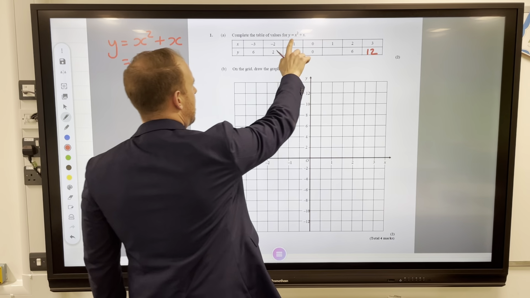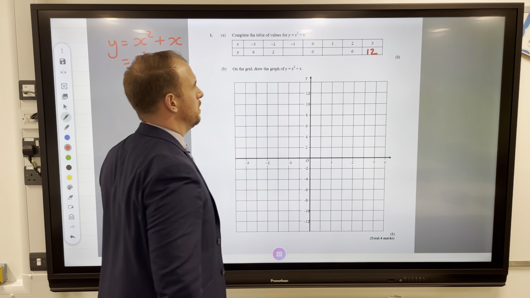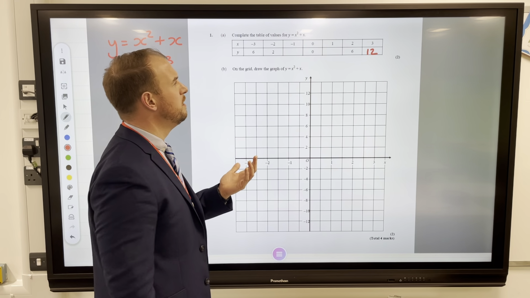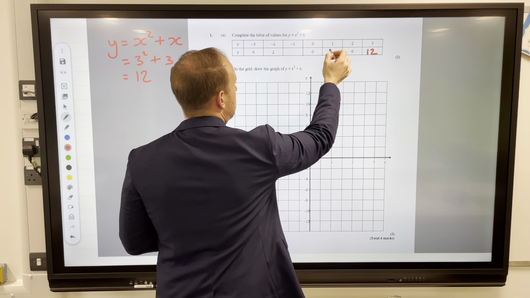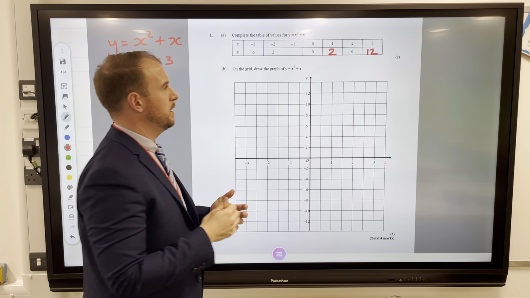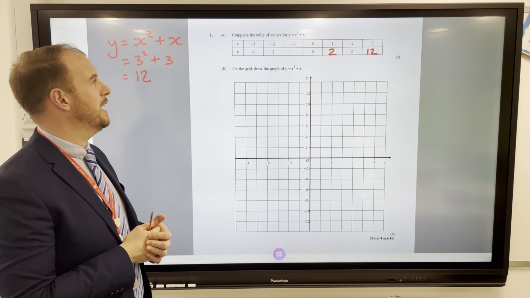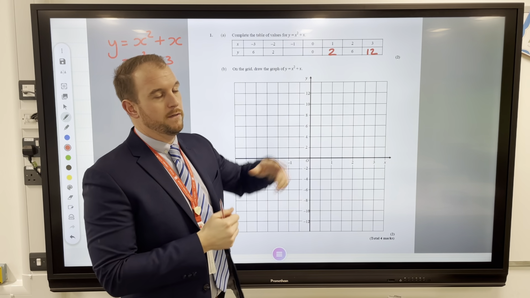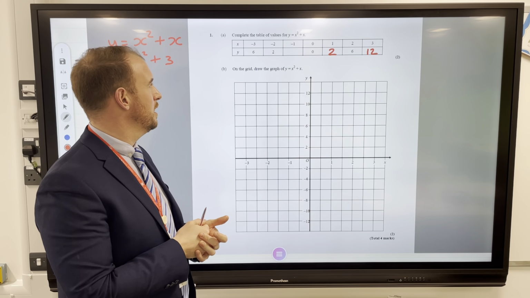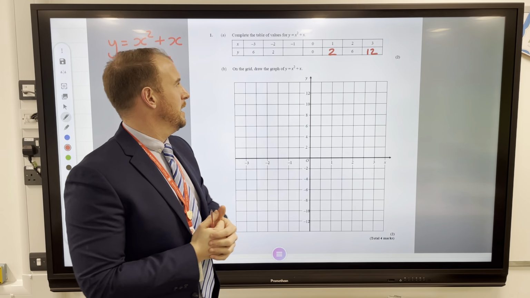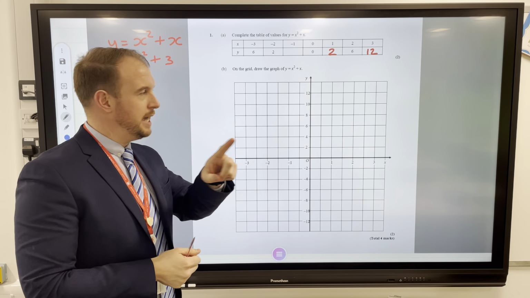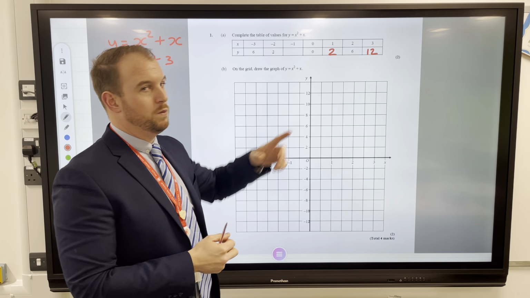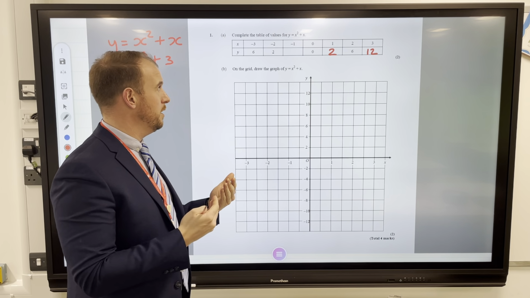Well, for x squared, this time x is 1. Well, 1 squared is 1, plus 1 is 2. You'll notice that I'm using that x value twice here because I've got 2 x's in my equation. Minus 1 this time. Be careful with the negatives. Minus 1 squared is 1.